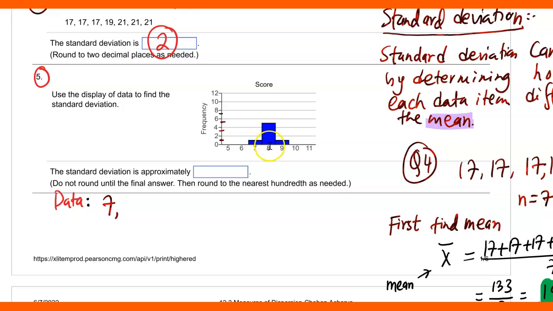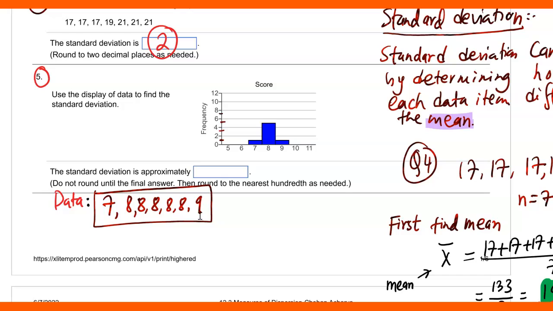How about 8? 8 has frequency 5. See, 8 has frequency 5, 4, 5, right? Therefore, it's going to be 8, 8, 8, 8, 8. The five 8s are going to be here. And 9 has a frequency of 1. 9 is going to be here. That's the data. Therefore, what we did here is from this bar graph, we can figure out the data.